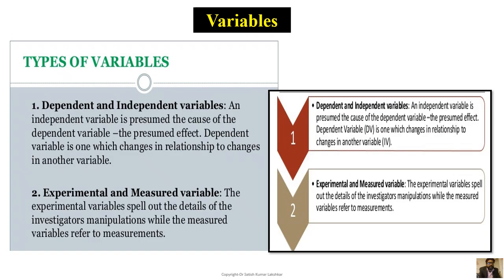Now there are dependent variables and independent variables, and further different types like experimental or measured variables. We'll talk about the different types of variable in detail. The independent variable is presumed to be the cause of the dependent variable, the presumed effect. The dependent variable is one which changes in relationship to changes in another variable. The experimental variable spells out the details of the investigator's manipulations, while the measured variable refers to measurement.